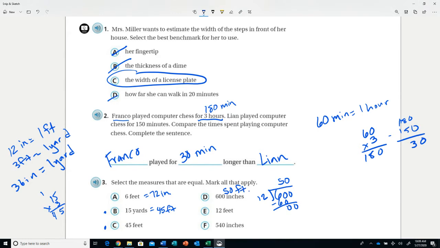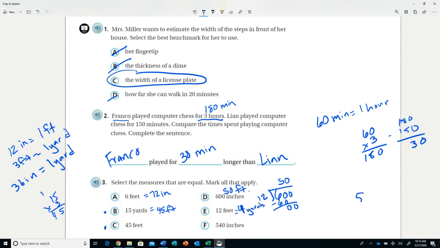Well, that doesn't do a lot for me. 12 feet, I could take it back to yards. 12 divided by 3 is 4, so E is 4 yards. But again, the only two right now I have is B and C are 45 feet. So I could say this one is equal to 4 yards.